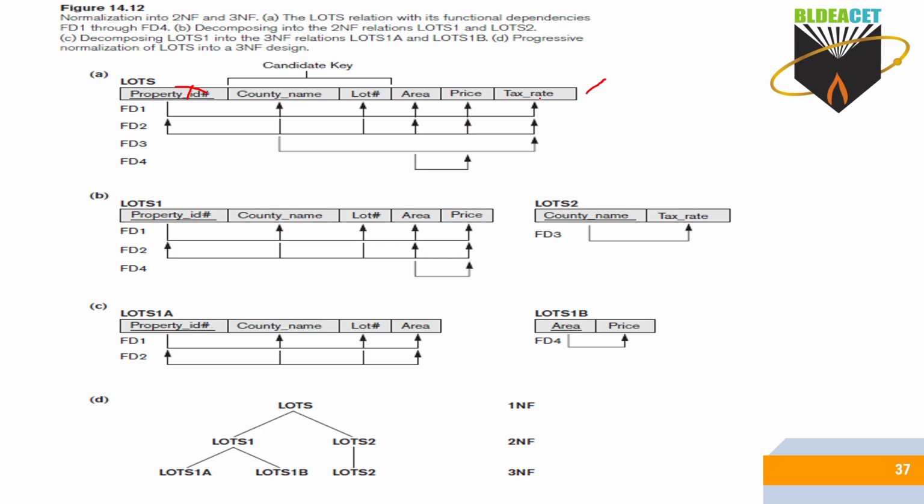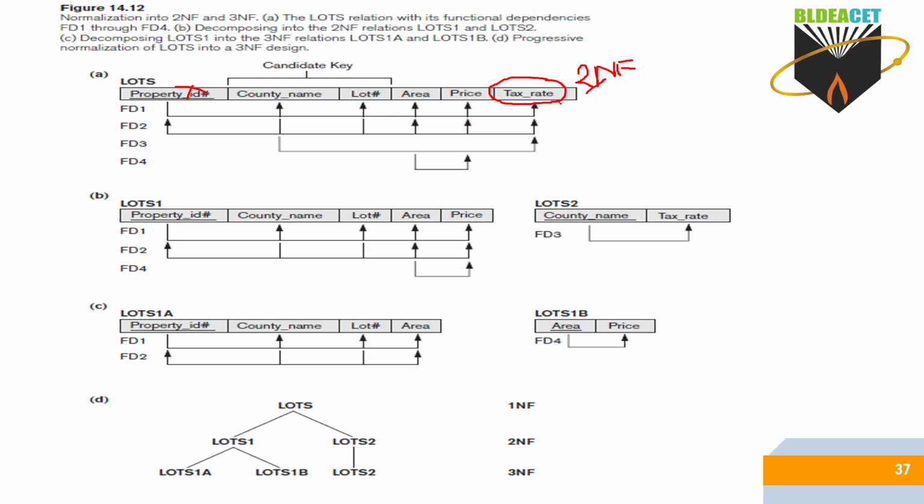So in that situation, it is partially dependent on property ID. And you know that second normal form does not support partial dependency. That's why this relation is not in second normal form, because it is partially dependent. Then what is the procedure you have to do? This attribute violates second normal form.